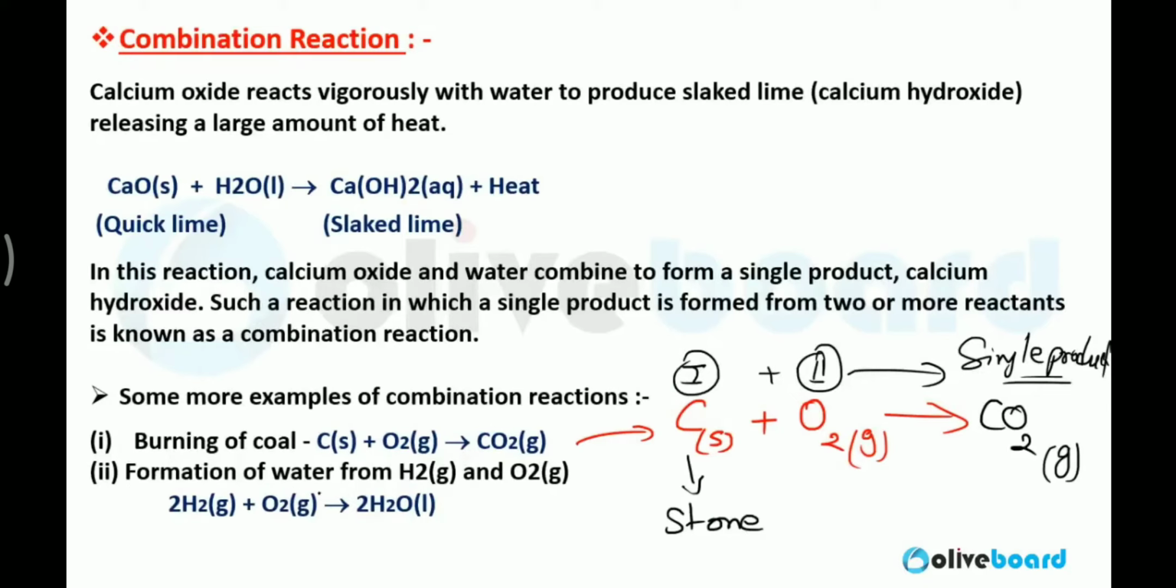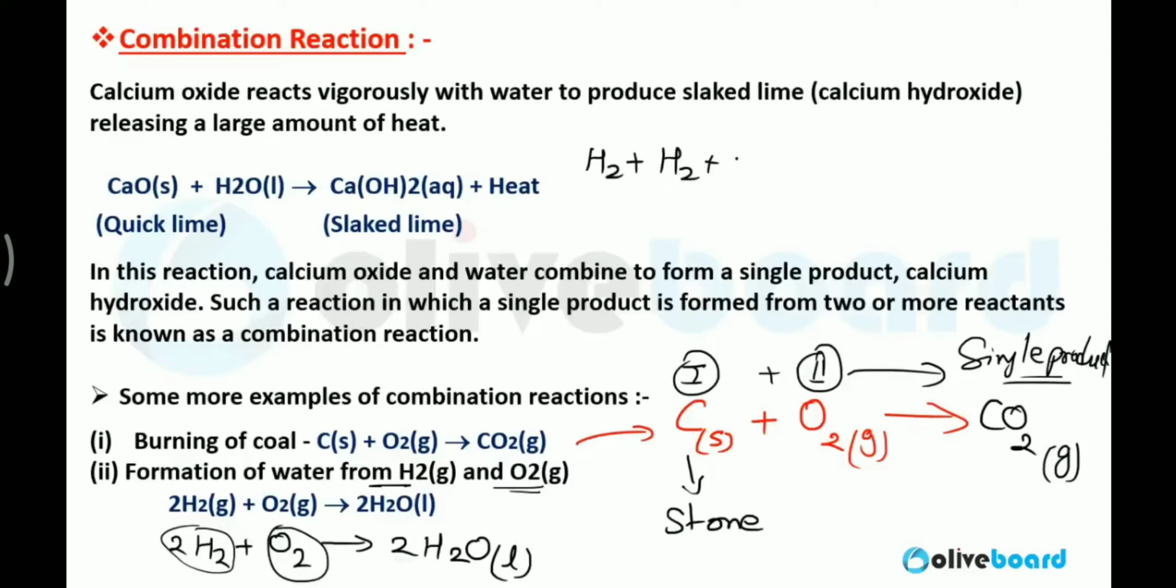Similarly, second, formation of water from hydrogen and oxygen gas. When you add two molecules of hydrogen with one molecule of oxygen, you will get two molecules of water. So basically there are two molecules of hydrogen, and these you are adding with one molecule of oxygen. So there are three molecules, basically H2 plus H2 plus oxygen.